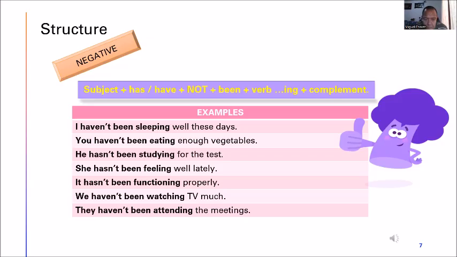She hasn't been feeling well lately. It hasn't been functioning properly. We haven't been watching TV much. They haven't been attending the meetings.